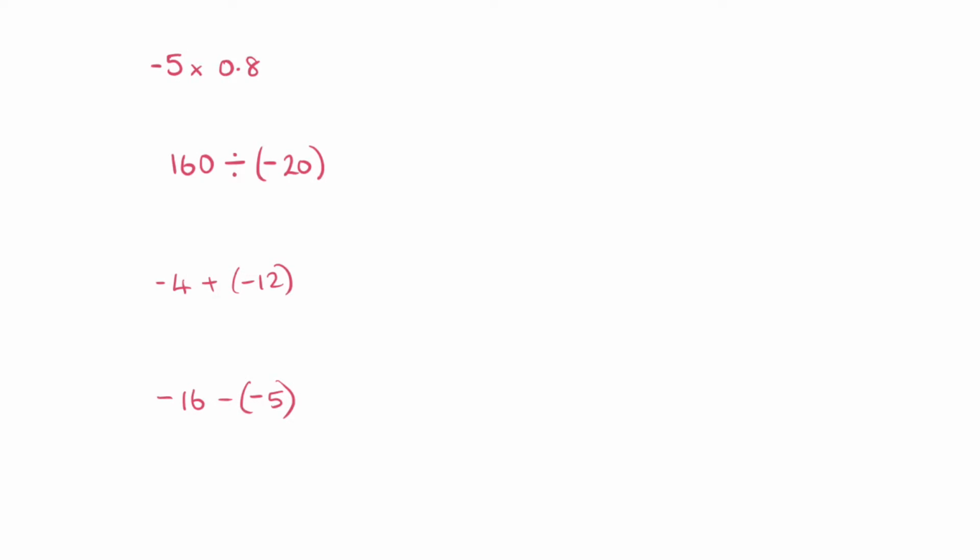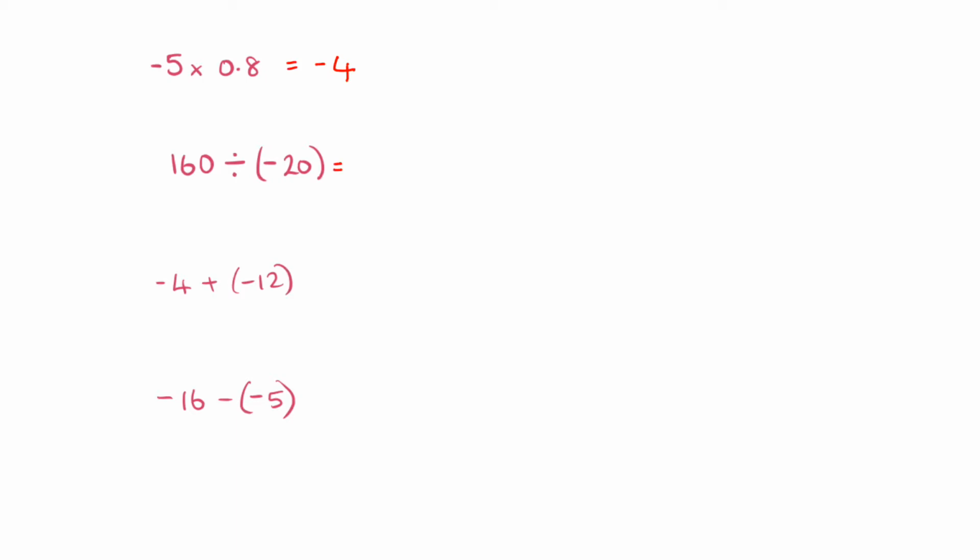Okay. And we're just going to do a little bit of work with positive and negative numbers, and then that'll be us finished. So, negative 5 times 0.8. So, 5 times 0.8, you could do 5 times 8 and then divide by 10. So 5 8s are 40, so this must be 4. And a negative times a positive gives us a negative.